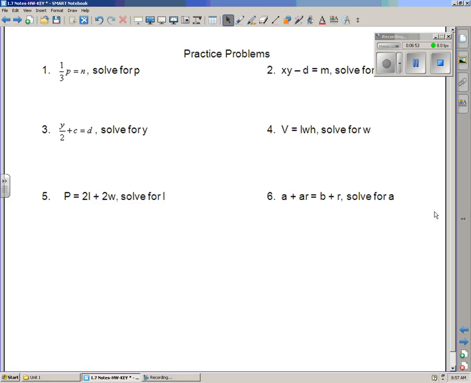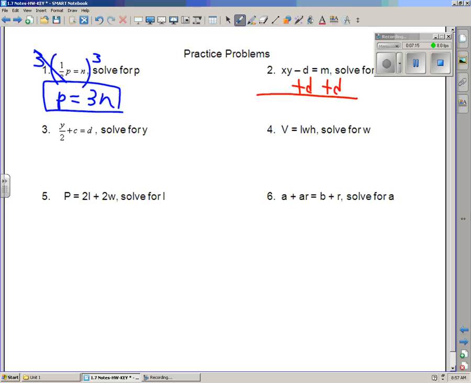All right, so this first example, 1/3 over p equals n, solve it for p. I need to multiply both sides by 3, and what's going to happen is p is equal to 3n. Number 2, I want to solve this equation for y. I'm going to add d to both sides, and I get xy equals m plus d. I have to divide both sides here by x, and the answer becomes y equals m plus d divided by x. That's number 2.